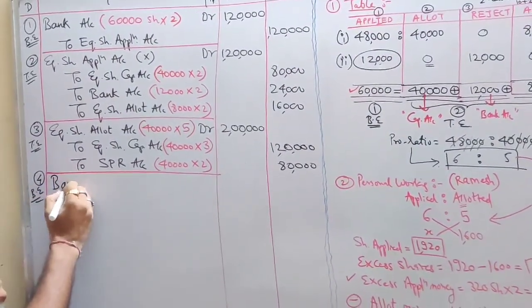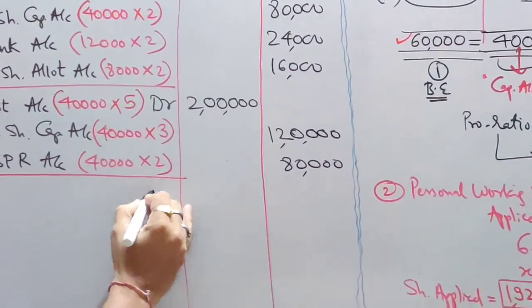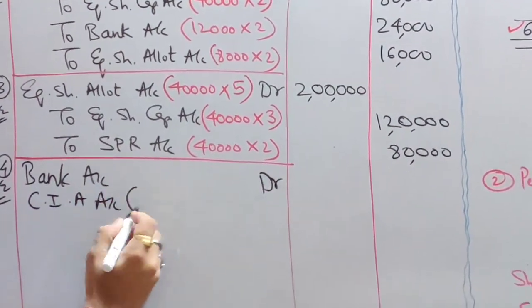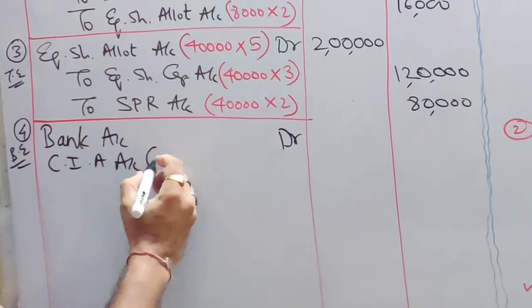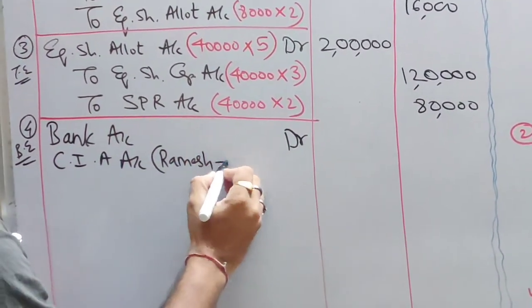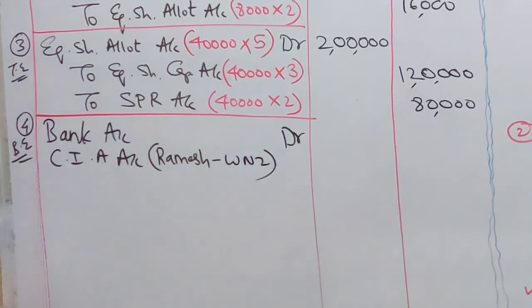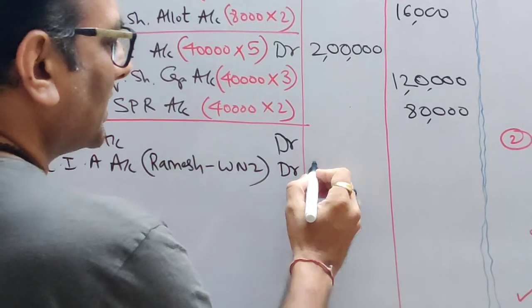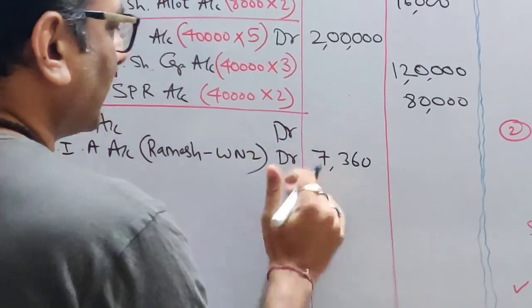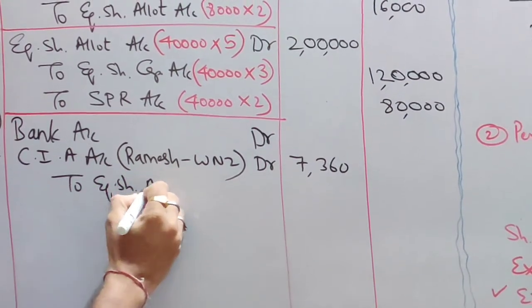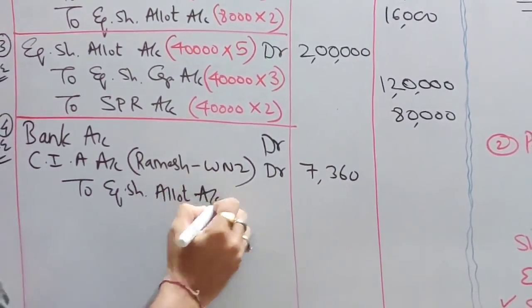So what is your bank entry? Bank account debit. Calls in arrear account. Since there are 2 shareholders, I am writing the name Ramesh in brackets. And how did we find this? In working note 2. How much amount is debited? 7360, after adjusting to the equity share allotment account.